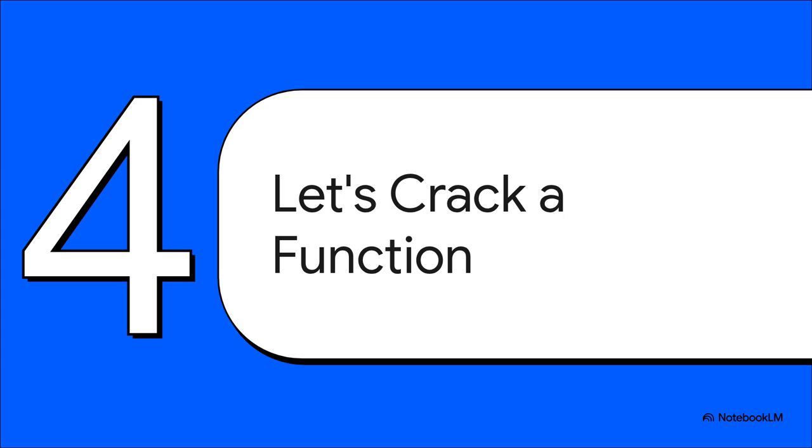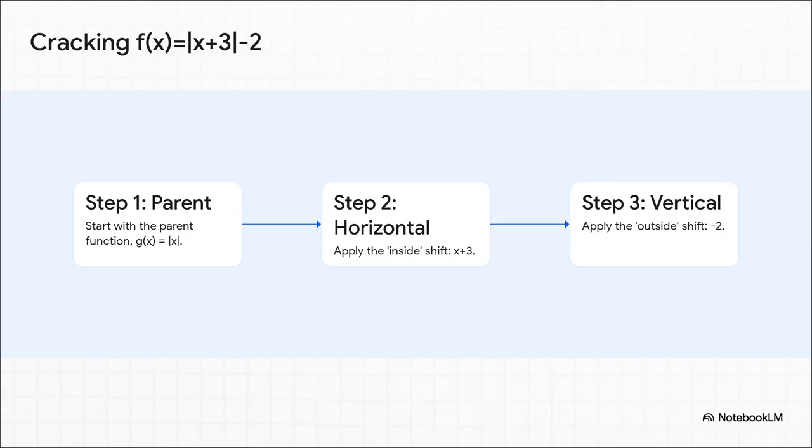We have all the keys now. We understand the vertical code, the horizontal code, and we understand the importance of order. So I think it's time to put it all together and crack a complete function from start to finish. Let's do it. Here's our target, the absolute value of x plus 3, all minus 2. Our plan is super simple and it follows our master key. We're going to start with the parent function, then we'll handle the horizontal transformation that's inside the parentheses, and finally, we'll apply the vertical transformation that's hanging out on the outside.